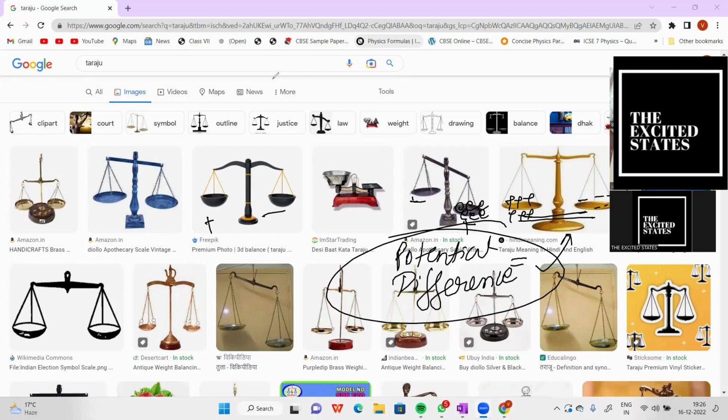How do we keep it the same though? I don't understand that. Like, is potential difference the creation of charge?